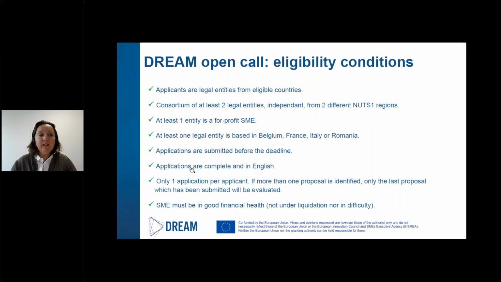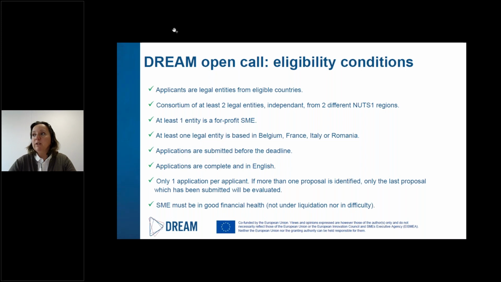I remind you here the eligibility conditions. So it's really necessary that all these rules are met. Applicants must be legal entities from the eligible countries I have mentioned beforehand. The consortium must be composed of at least 2 independent legal entities from 2 different NUTS 1 regions. And at least one of these entities must be a for-profit SME. At least 1 legal entity must be based in Belgium, in France, in Italy, or in Romania.